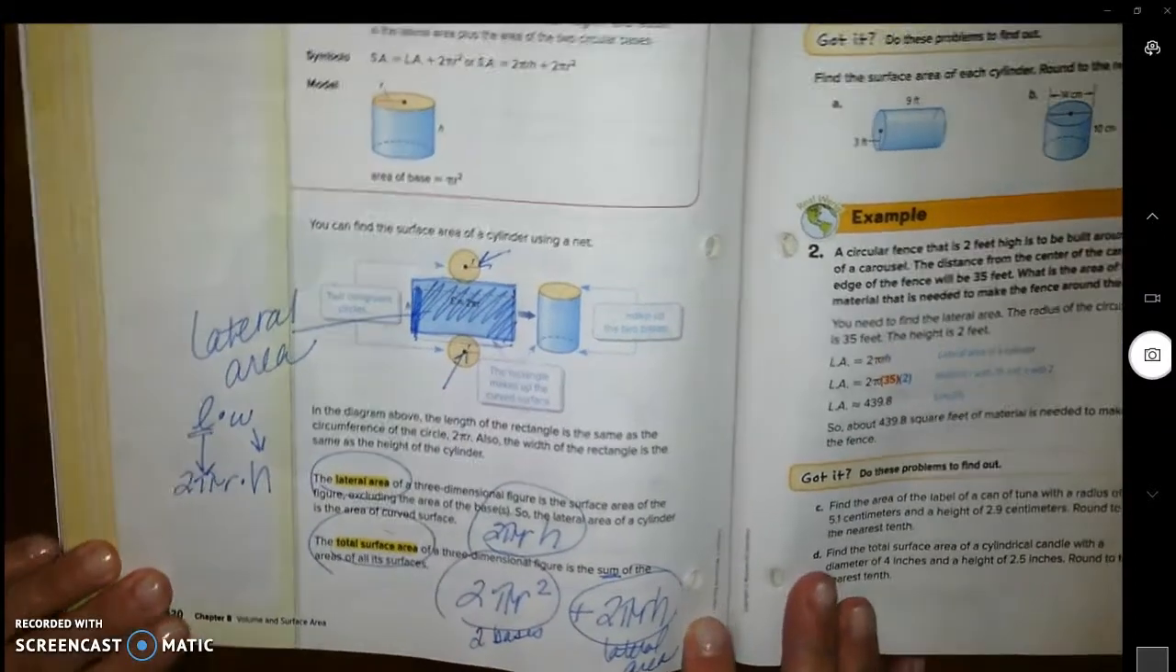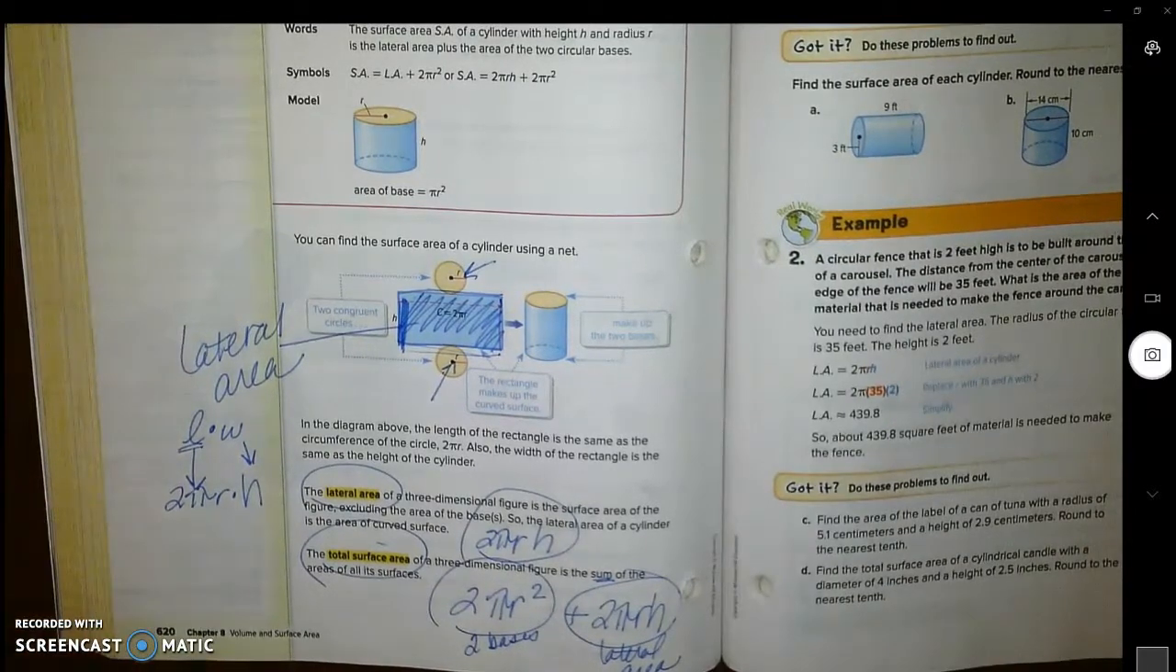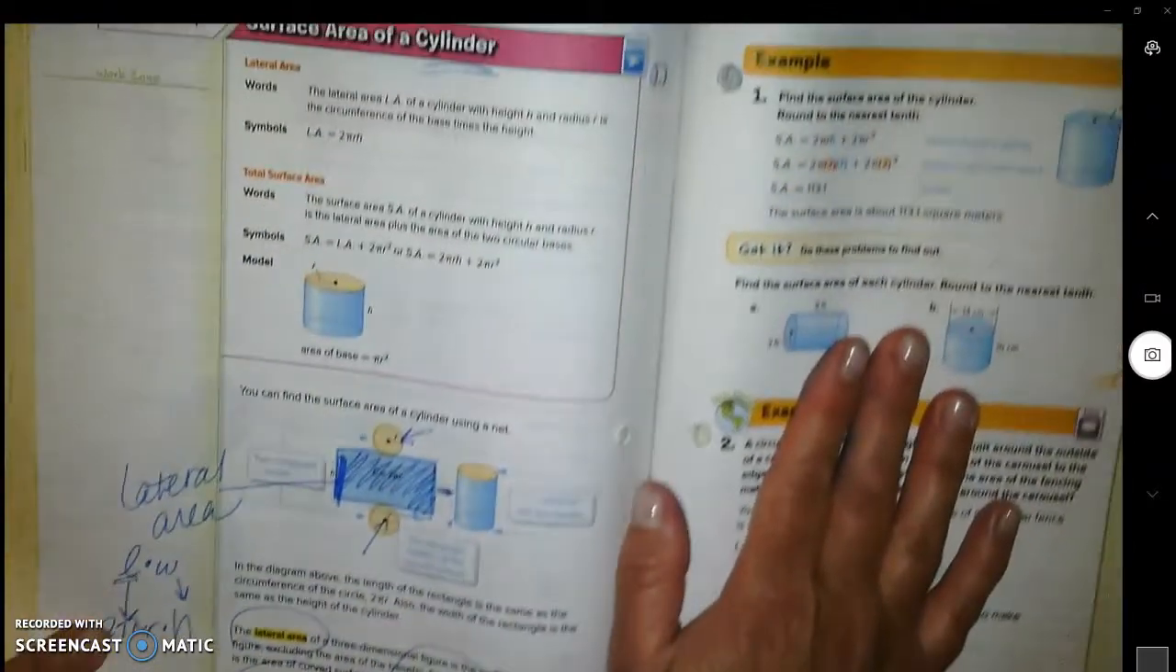Now, do you have to have this memorized? No, absolutely not, okay. Let's go try a couple of examples, though, and take a look to see what you have to do.